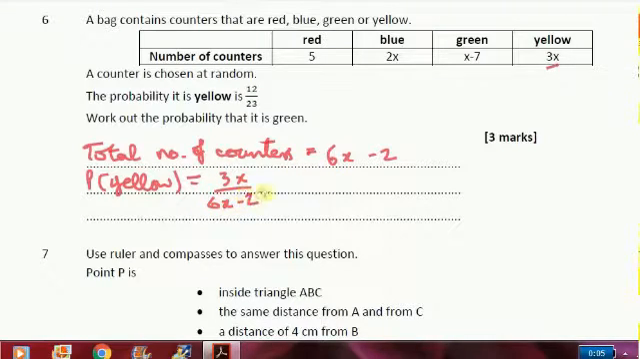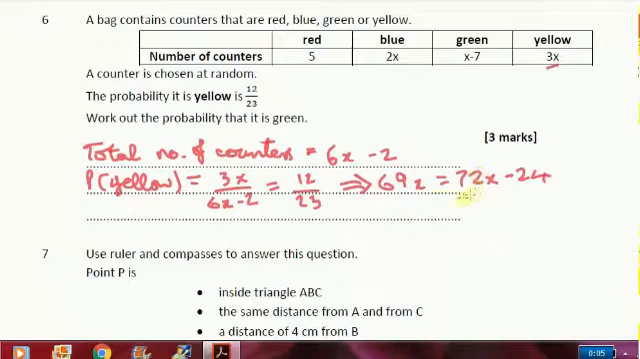That's the probability of getting yellow, but we know the answer should be 12 over 23. So to simplify this, we can what they call cross multiply. 23 times 3x, 69x, and on the right hand side 12 times 6x minus 2, 12 times 6x is 72x, and 12 times minus 2 is minus 24.